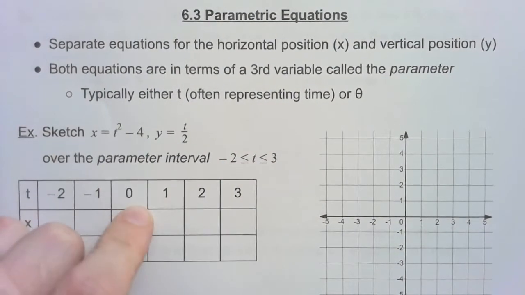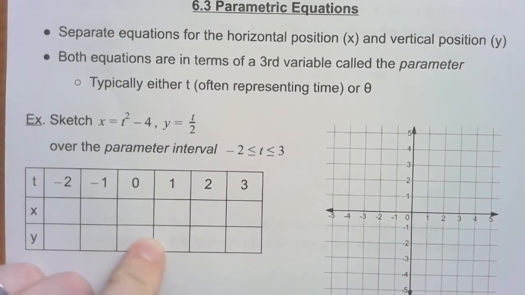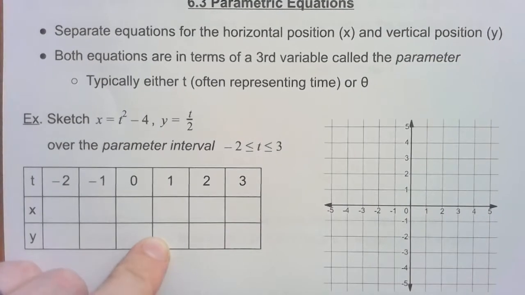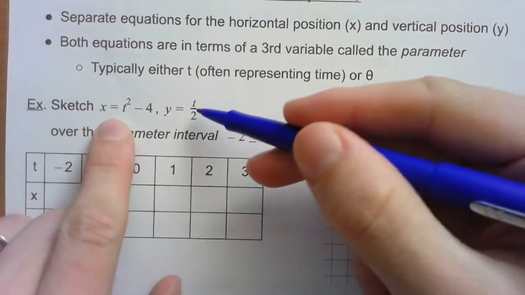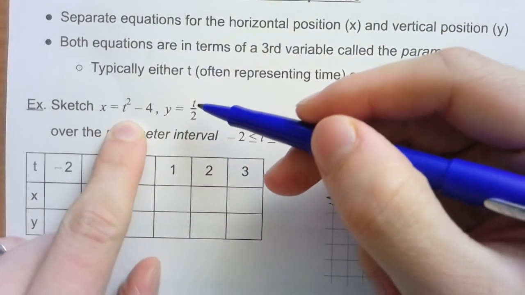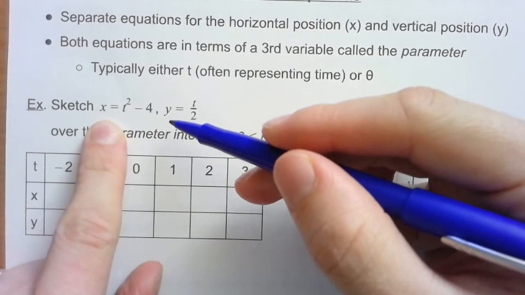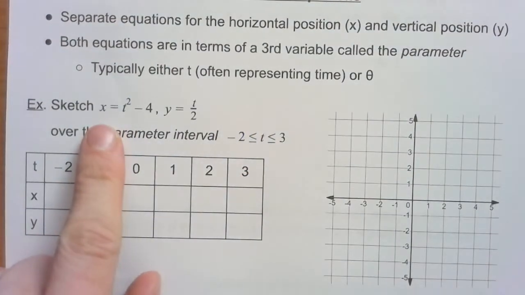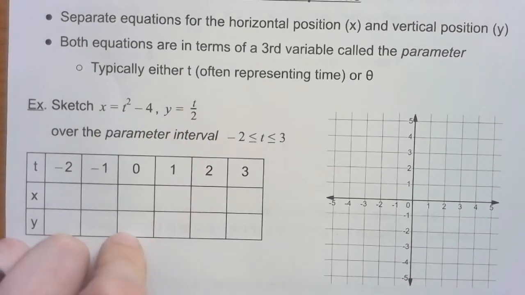Just like anything else, if we want to sketch something and we're not sure how, we always go back to making a table. But for this one, it's not just going to be an xy table anymore. Now you have to do a t, x, y table. Your t is going to be your input, your independent variable. And now both x and y are outputs, both dependent variables. x depends on t and y depends on t.